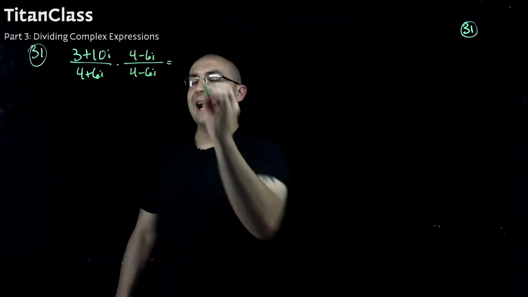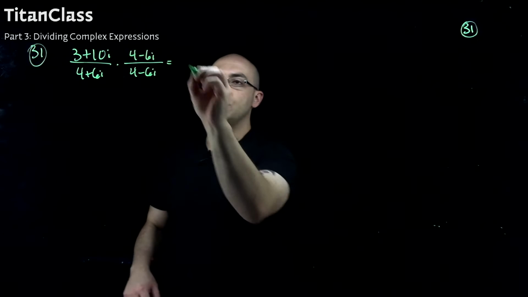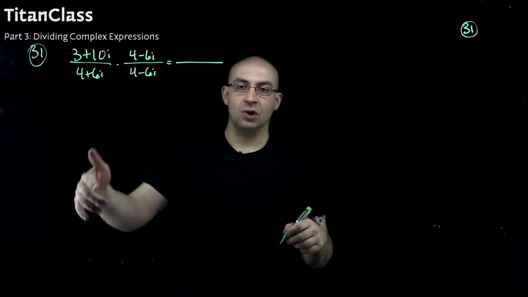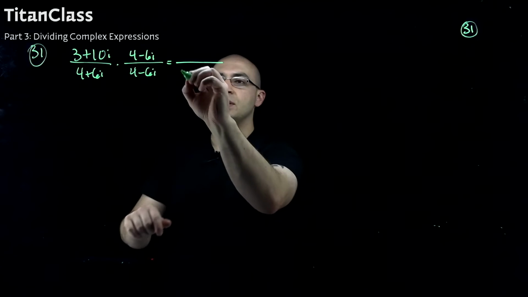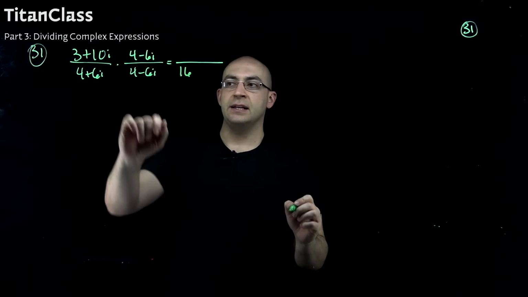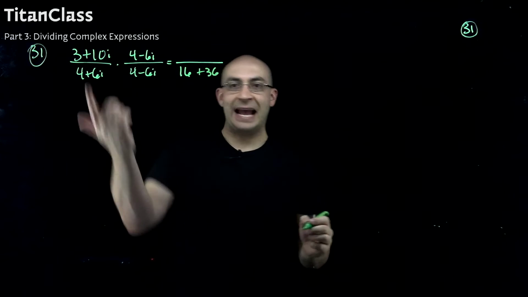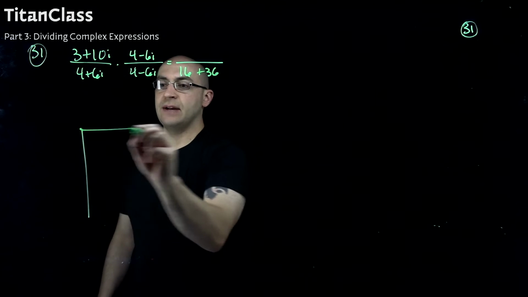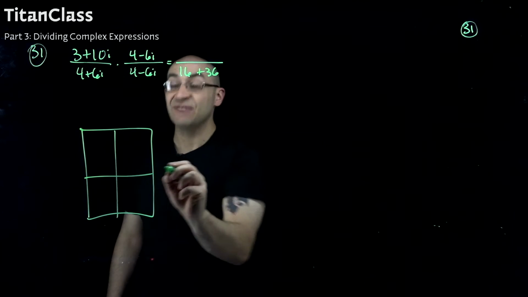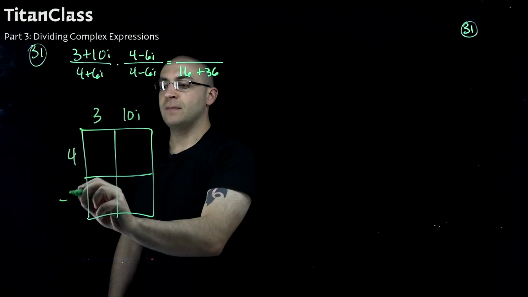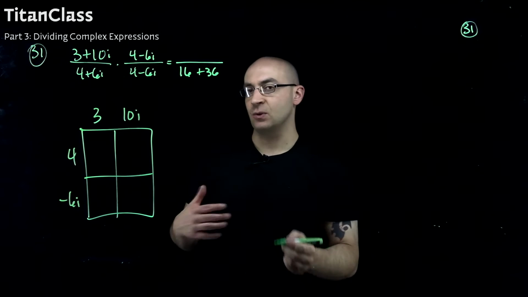Now, it's actually easier to do the denominator first here. In the last set of problems we were doing the numerator first, because the denominator doesn't require the area model here. 4 times 4 is 16, and then positive and negative 6i together is positive 36. Now, I have to area model the top because I've got 2 different sets of binomials. So 3 and 10i and 4 minus 6i. Hopefully you won't have too many.